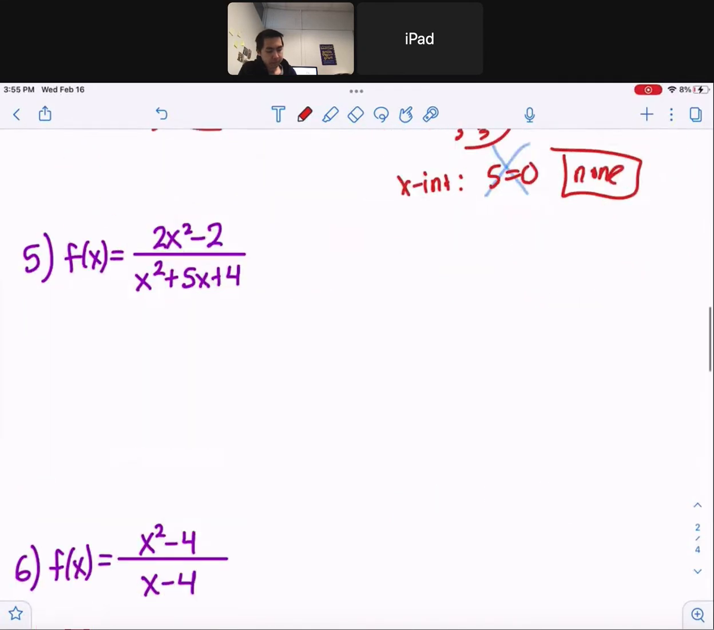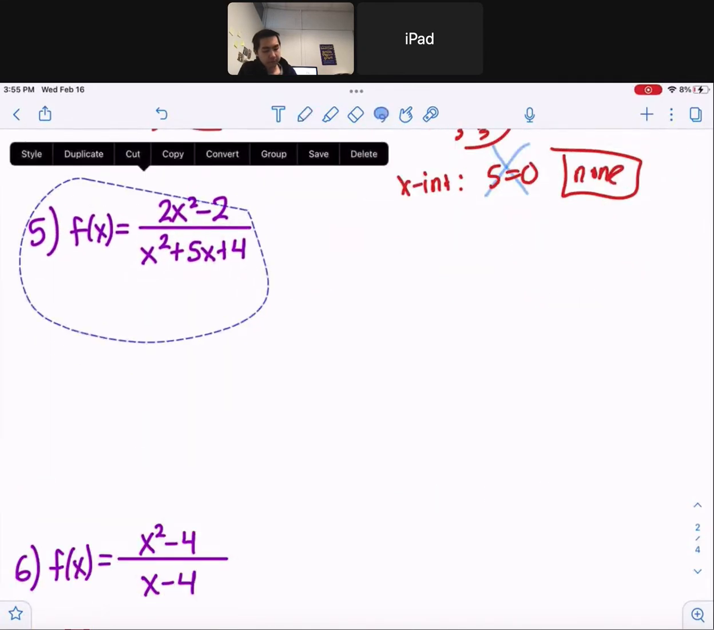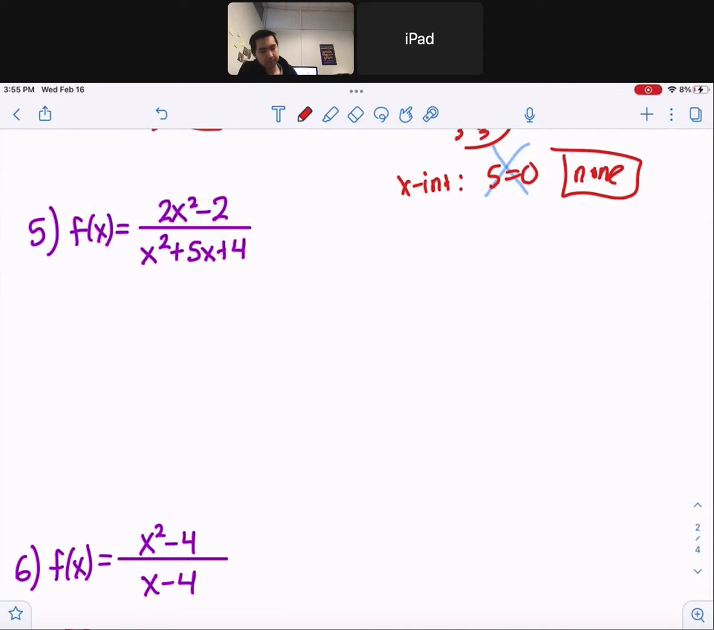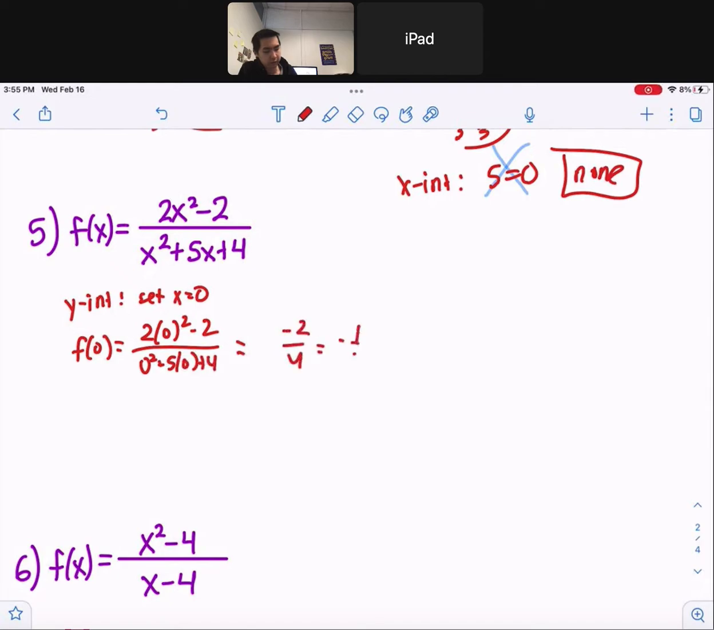Okay. Number 5. Y-intercept, set x equal to 0. So everywhere we see an x, it becomes a 0. 2 times 0 squared minus 2 times 0 squared plus 5 times 0 plus 5. So we get -2 all over 4, which is -1/2. So 0, negative 1/2 is your guys' y-intercept.